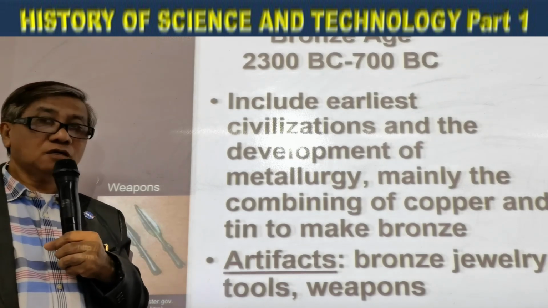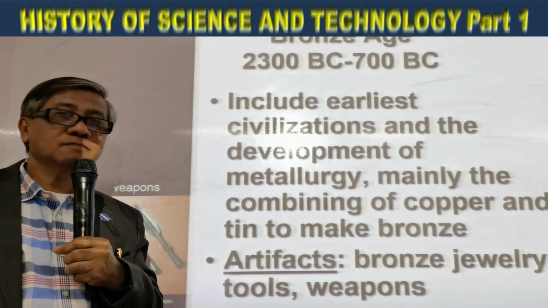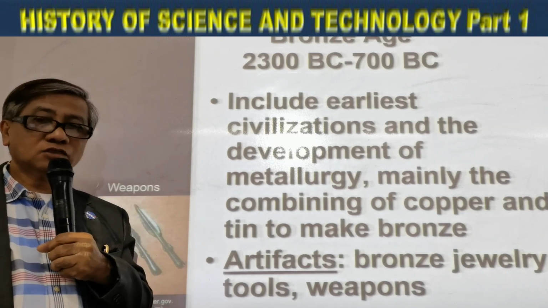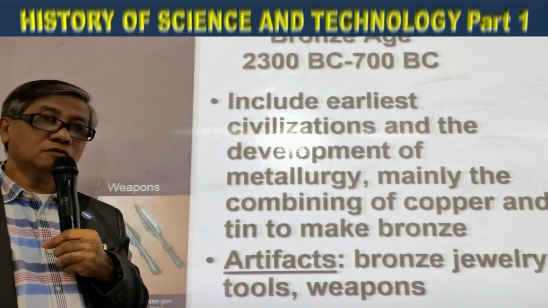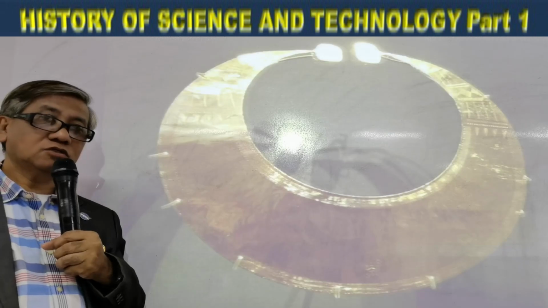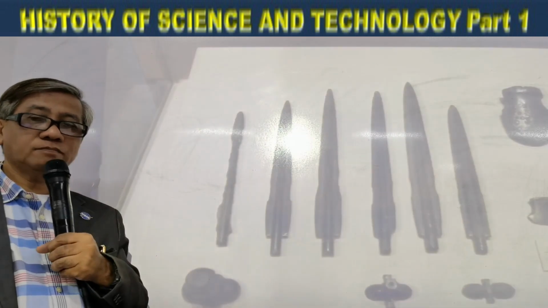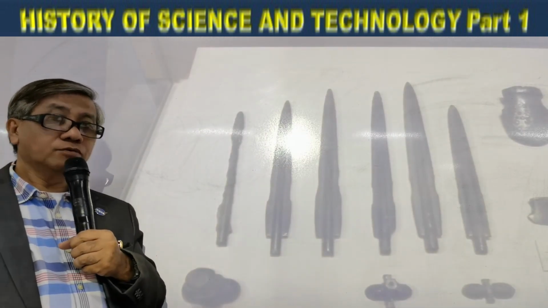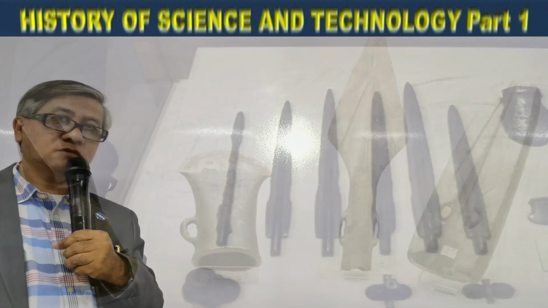So, the Bronze Age, as the name implies, is characterized by the development of metallurgy, by combining copper and tin to make bronze. So, saan nila ginamit yung bronze na yan? So, as jewelry, as tools, and as weapons. Alright, and this is jewelry, bronze jewelry. And they made use of bronze as weapons.